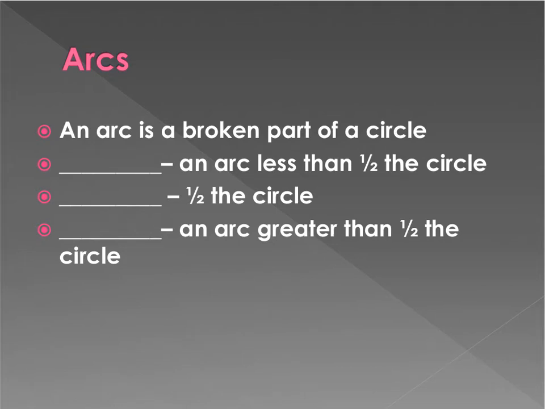Next, we're going to look at the different types of arcs. So an arc is a broken part of the circle. A minor arc is an arc less than half the circle. A semicircle is half the circle, and a major arc is an arc greater than half the circle.